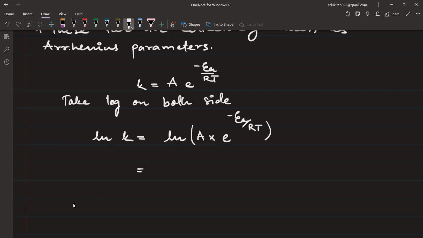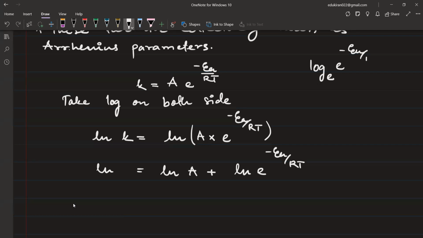Please write this. This will be equal to ln A plus ln e to the power minus Ea upon RT. Now this ln means natural log, and natural log has a base of e. So what we are writing is log e to the power Ea by RT.